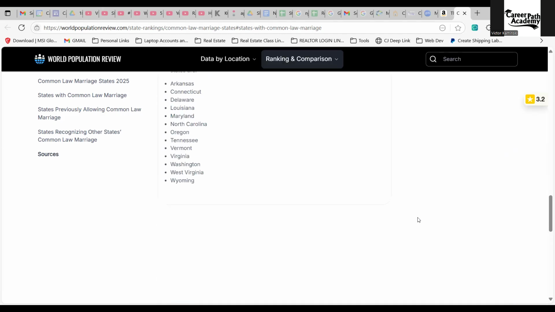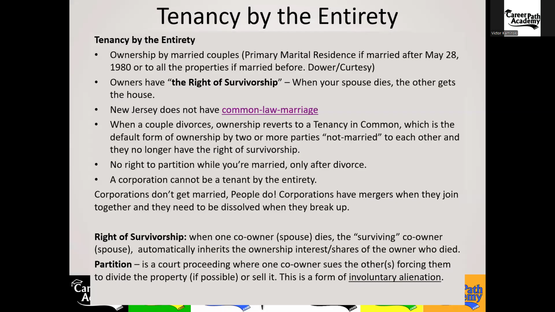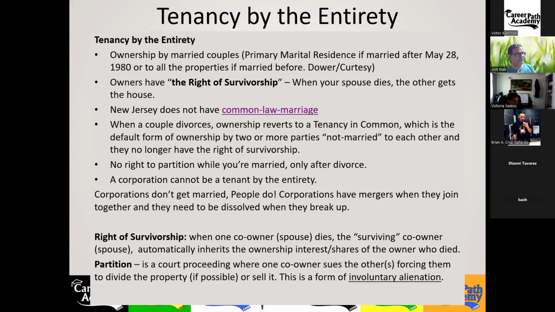Unmarried equality. Okay, sure, whatever. All right, let's see. You don't need to know anything about common law marriage for exams, though.